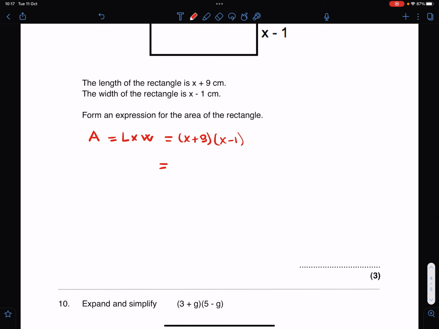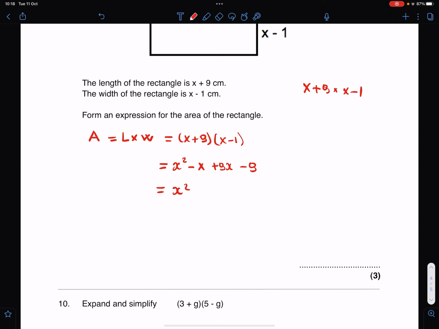Look guys, I'm not writing it as x plus 9 multiplied by x minus 1 without brackets. This is a completely different idea. For a different question you would only multiply 9 by x. But if I'm multiplying length by width, the length x plus 9 together, that's why I'm writing brackets, multiplied by x minus 1 together. So let's expand this. x times x is x squared, x times negative 1 is negative x, 9 times x is 9x, 9 times negative 1 is negative 9.